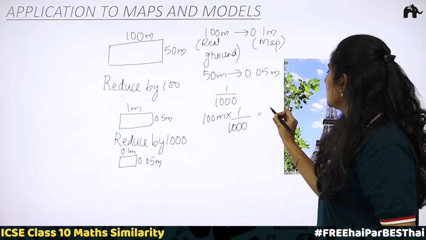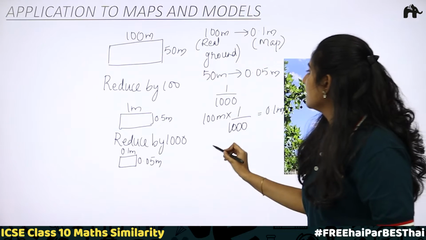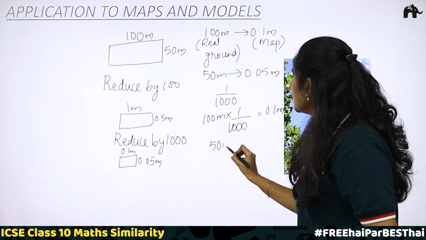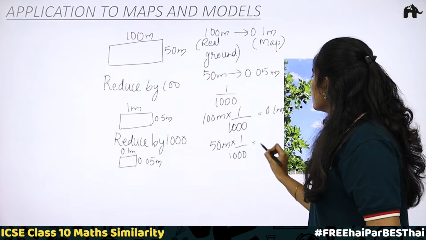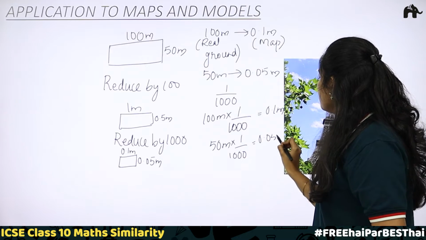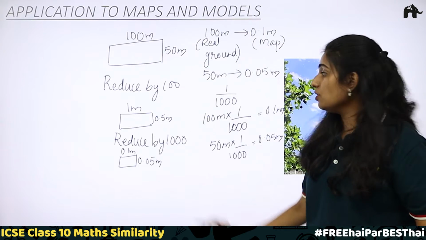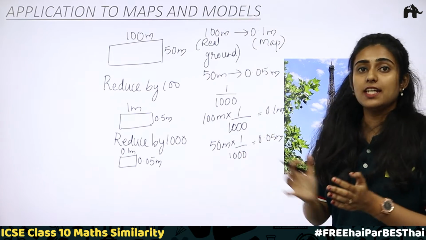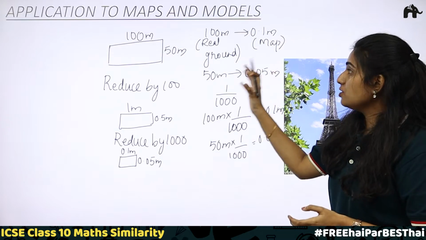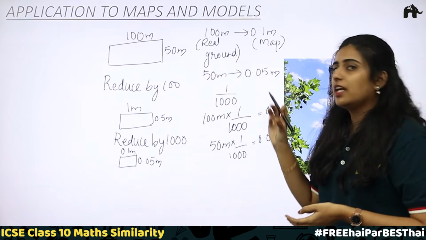We get 0.1 meter. Similarly, 50 meter into 1 by 1000, we get 0.05 meter. This is the length and this is the breadth. Now we are able to draw in the book. Okay, so there is a reduction happened here. In order to plot on a map or on a paper, we have to reduce the size.